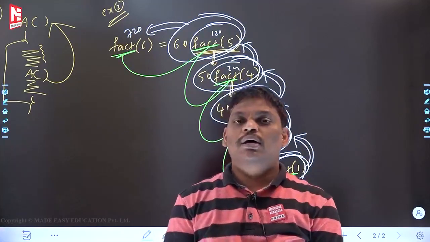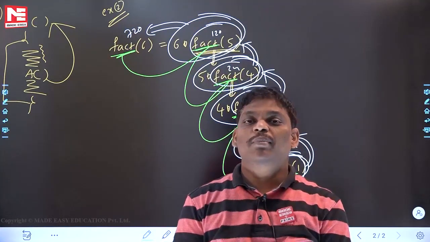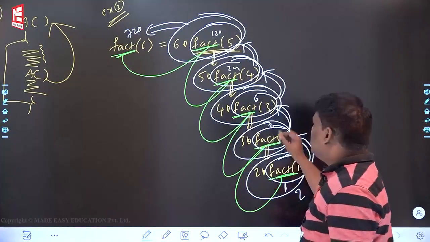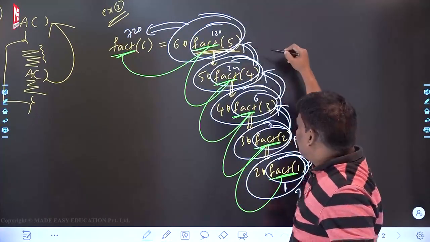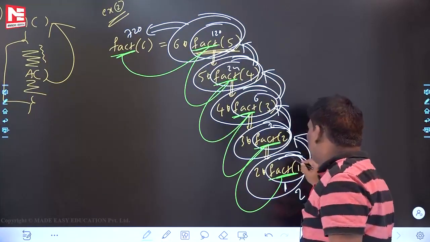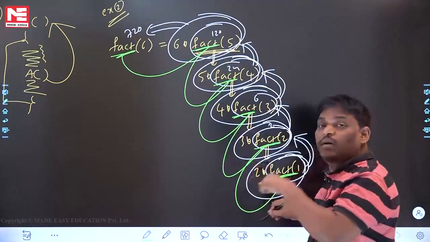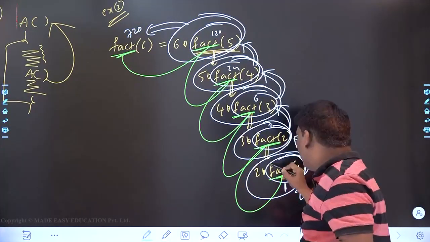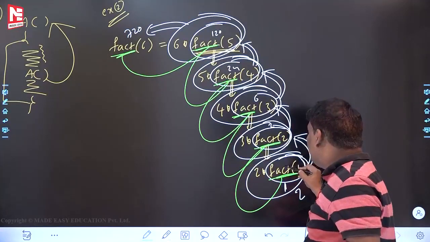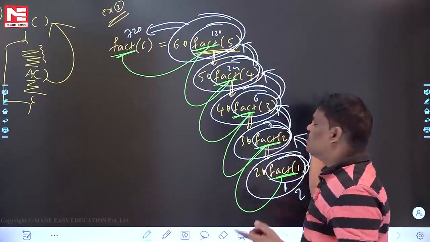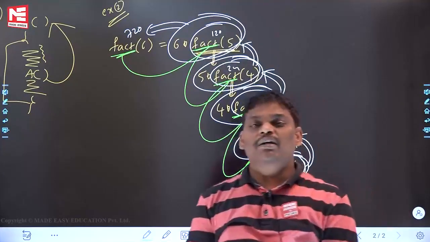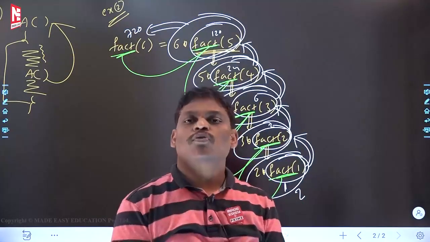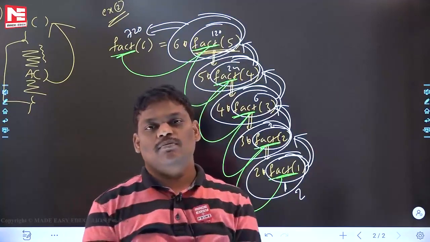Who called last? Factorial of 1 called. The person who called last will complete first, because he is not depending upon anyone. 6 called first, afterwards 5, after that 4 and so on, afterwards 1. But 1 is called last, and he will complete first because he is not depending upon anyone. This value will be sent to the previous one, he will complete and so on. Who completed first? Fact 1, next fact 2, next fact 3, fact 4, fact 5, lastly fact 6.